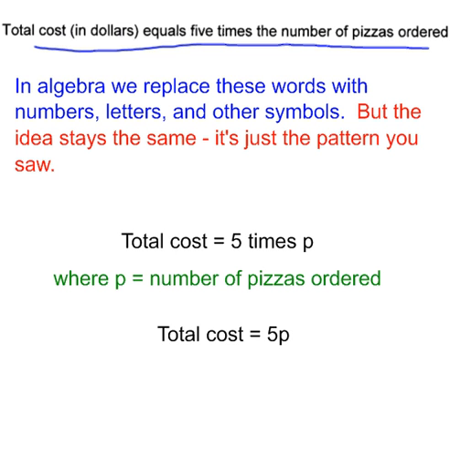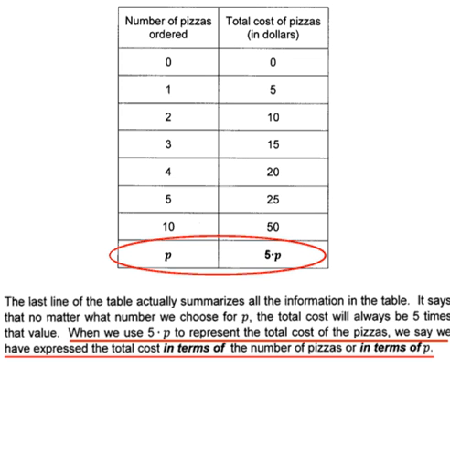So we can go a little further and say total cost is equal to 5P. So it's really important to notice that this equation here means nothing unless we've said what P stands for. So we have to be careful about that. So we can extend our table a little bit with this extra line that shows no matter what number of pizzas is ordered, and remember we said P was the number of pizzas ordered, we know what the total cost will be.